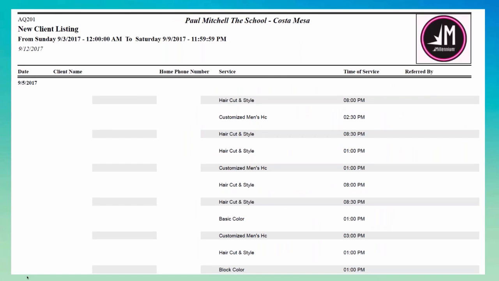The AQ201 is the new client listing report in Millennium that can be used in making follow-up calls. This is a great tool as well, because if you notice a new guest no-showed or canceled their reservation, you can of course call them to try to reschedule them and get them back in the school. That information you would pull up by finding it in Millennium.